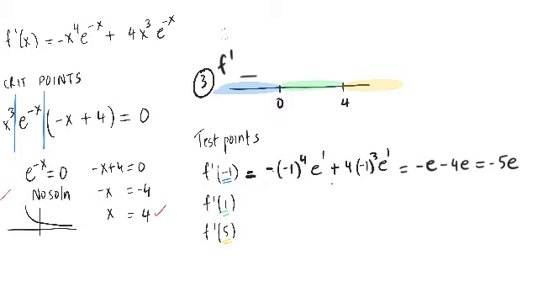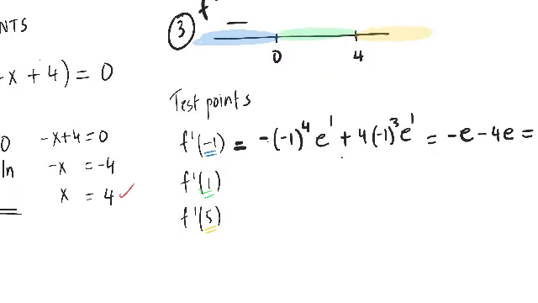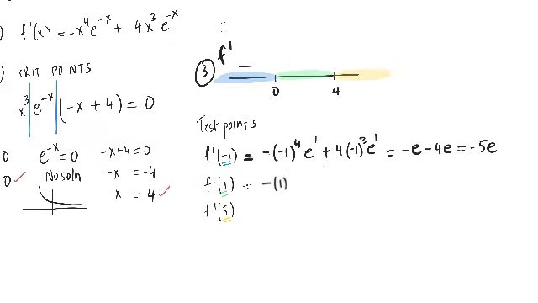Testing now the other interval, the test point in the green interval, f prime of 1 would be equal to negative 1 to the fourth, e to the negative 1, plus 4 times 1 cubed, e to the negative 1. So I'm ending here with negative 1 over e plus 4 over e. In other words, the denominator here is the same, so it's really 3 e to the negative 1, or 3 over e. And this is now positive in the green interval.